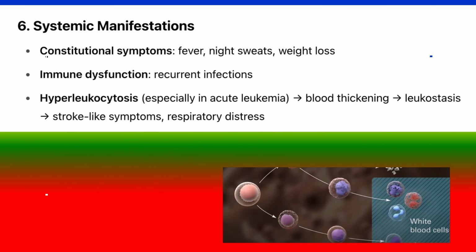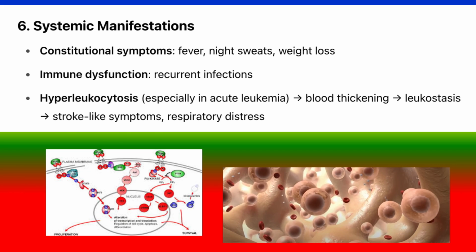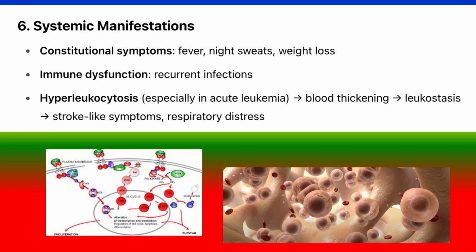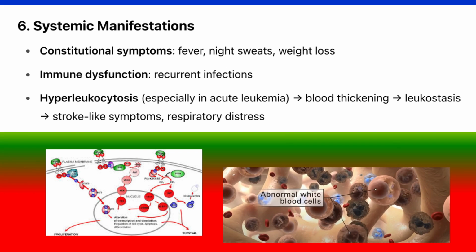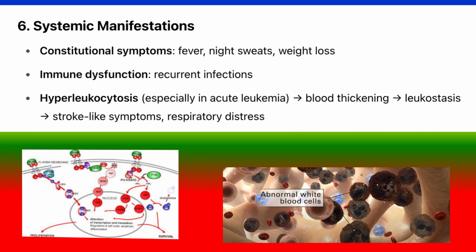6. Systemic manifestations. Constitutional symptoms: fever, night sweats, weight loss, immune dysfunction, recurrent infections, hyperleukocytosis, especially in acute leukemia, blood thickening, leukostasis, stroke-like symptoms, respiratory distress.